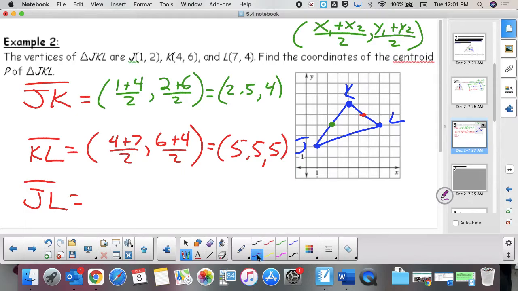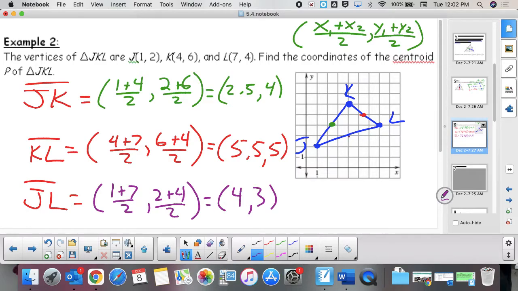For our third midpoint, we do JL. We have 1 plus 7 over 2. We have 2 plus 4 over 2. So we get 4, comma 3. So there's my third midpoint. Now to do the math, there are 3 medians that are here. You are looking for a horizontal or a vertical median. Here we actually have both, so you can choose which one to do.